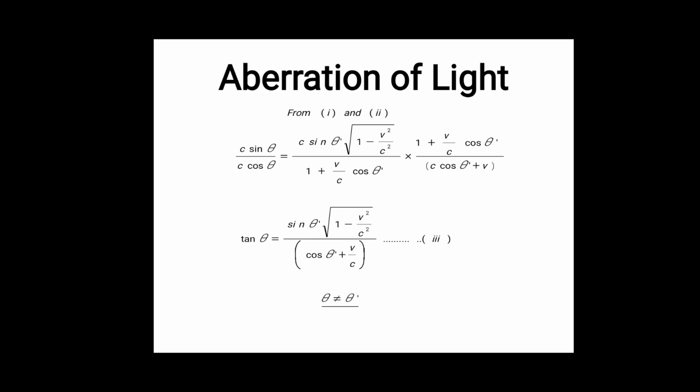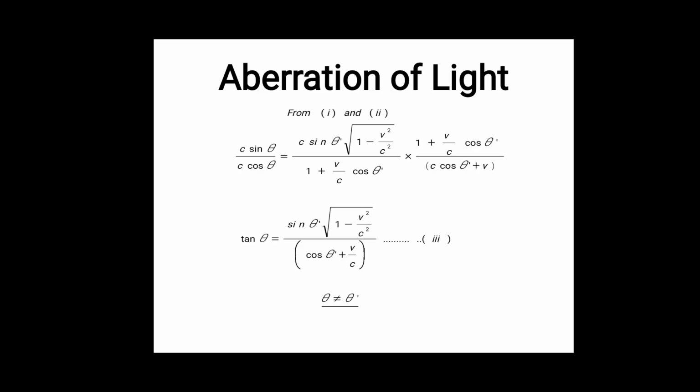From the previously obtained relations for c sin theta and c cos theta, find the ratio of c sin theta to c cos theta and simplify, and get the result for tan theta equal to sin theta dash multiplied with under root 1 minus v square upon c square, whole divided by cos theta dash plus v upon c.